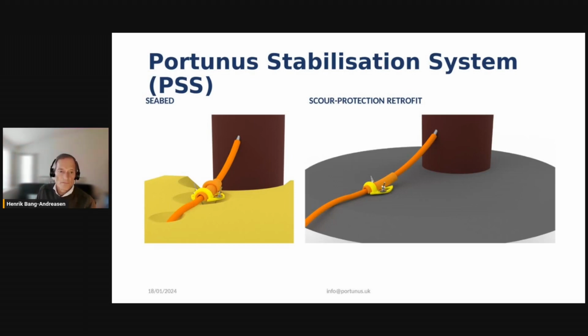So this Portunus stabilization system is designed to be installable on all kinds of seabed. So we can do it on seabeds of predominantly sandy seabeds and all kinds of loose seabeds, sediments, like in the Taiwan Strait and in the North Sea, where you have various kinds of sand, they differ. And of course also where we have monopiles, where we would have scour protection as shown on the right-hand side. Here we say retrofit.